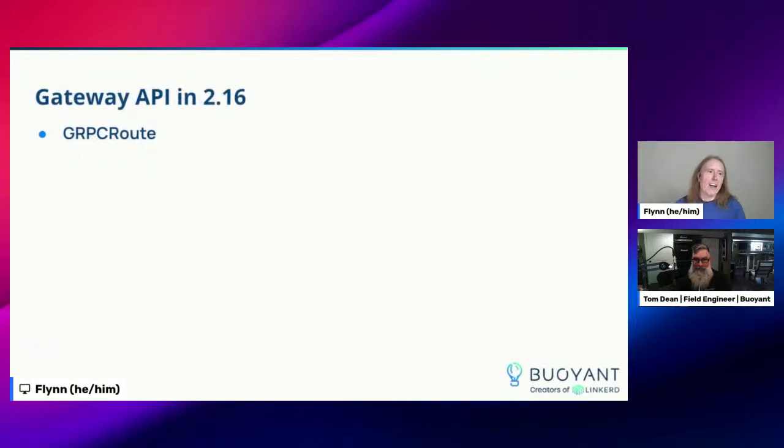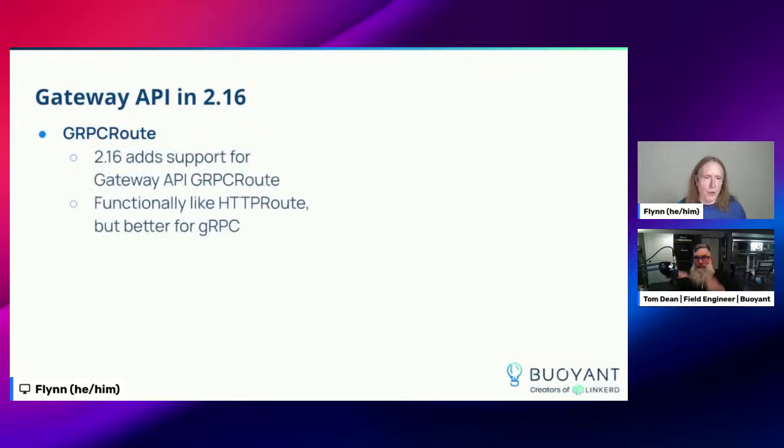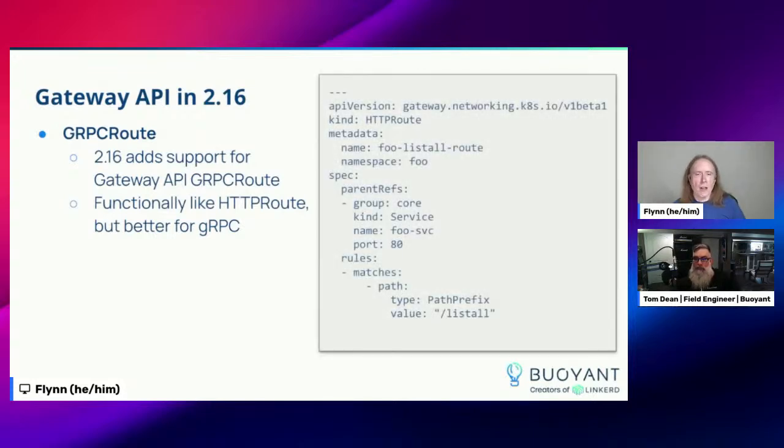So, first off, we have support for gRPC route now. Basically on par with what you can do with HTTP route, only now you can do it for gRPC. So here is an HTTP route. Not all that dramatic. This one would take every HTTP request with a path that starts with /listall and do something with it. From a routing perspective, this is not a very interesting HTTP route, but now we have metrics for it, and we'll come to that in a bit.